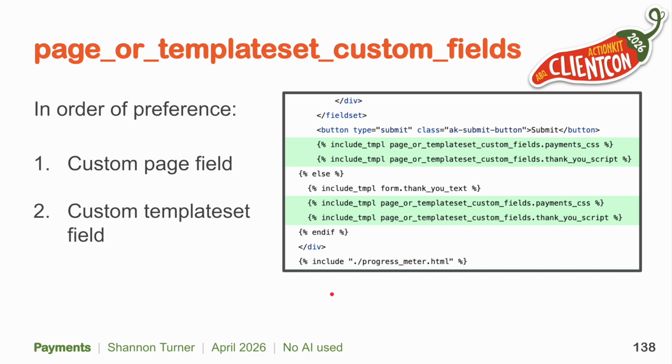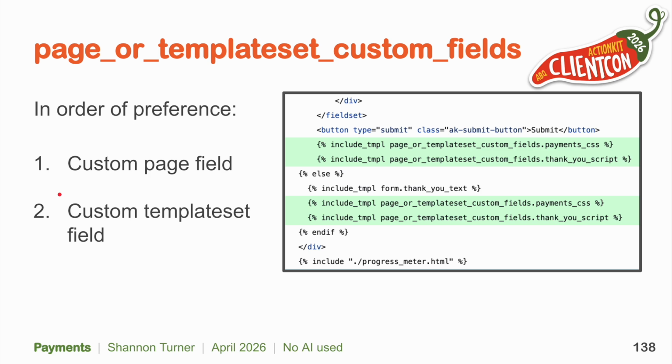And if you've been looking super duper closely, you might be wondering, Shannon, I don't think I've seen page or template set custom fields before. And that's right, it's pretty new. We added it recently because we wanted a quick way to say, if there's a custom page field with this name, let's use that. But if there's not a custom page field with this name, let's check to see if there's a custom template set field with this name. And if so, let's use that instead. So if you have both, the custom page field takes priority.